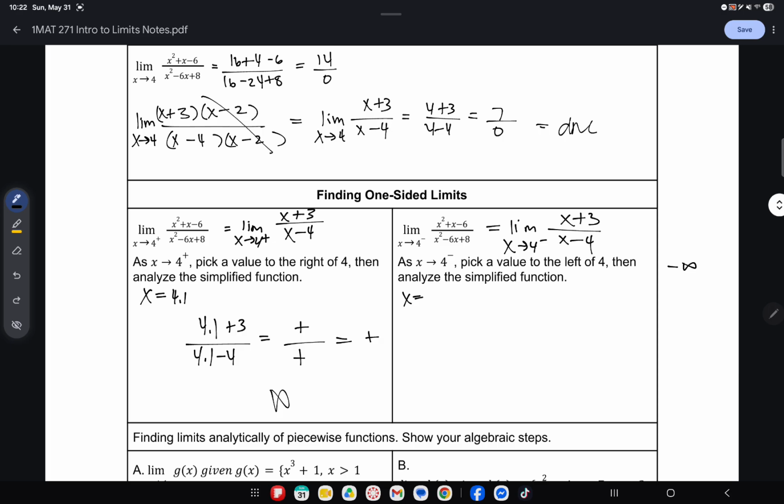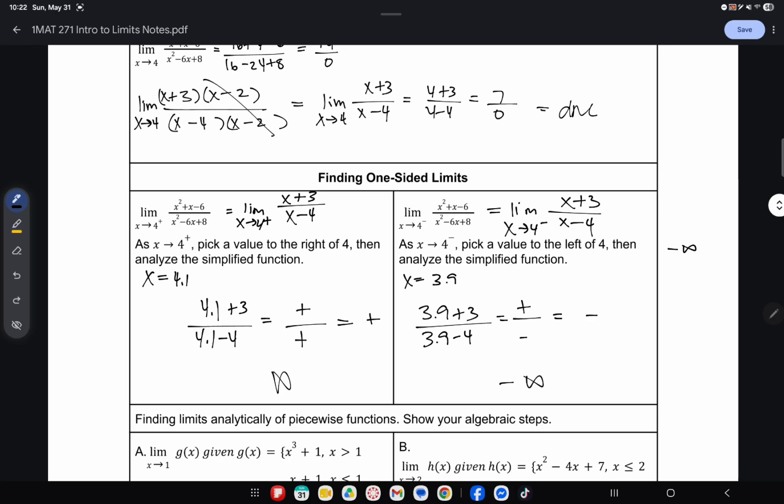But if I don't remember that fact, I can do the same thing and say, hey, let's plug in a number to the left of 4. How about 3.9? So 3.9 plus 3 over 3.9 minus 4. Again, just looking at signs, 3.9 plus 3 is positive. 3.9 minus 4 is negative. So in the end, this is negative, which means we're going to be going to negative infinity. It's cool.